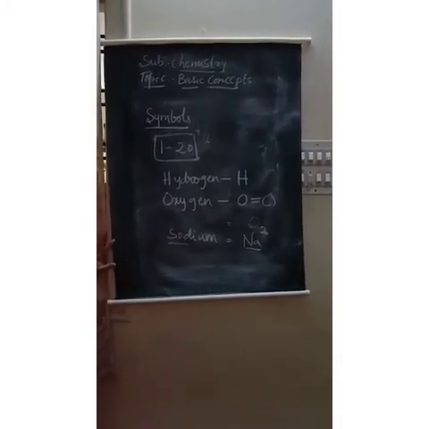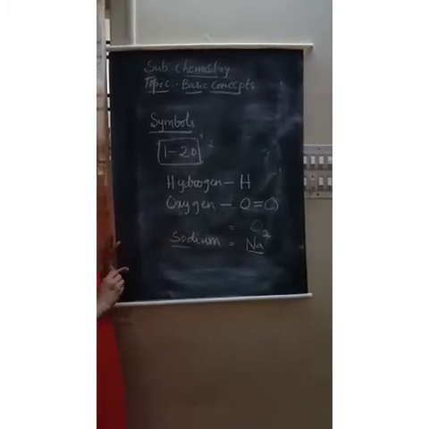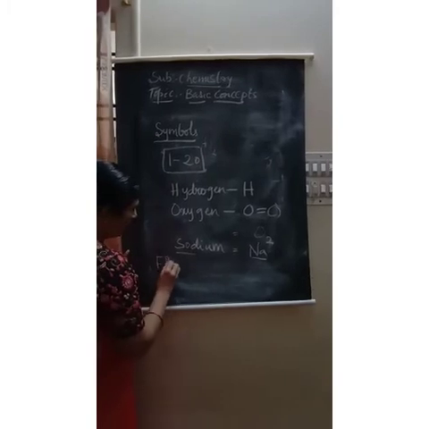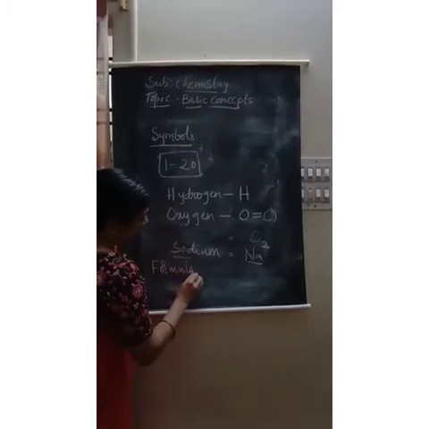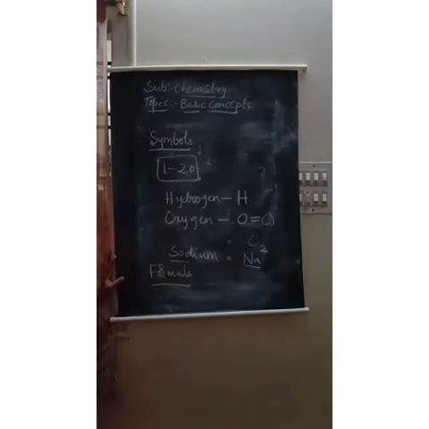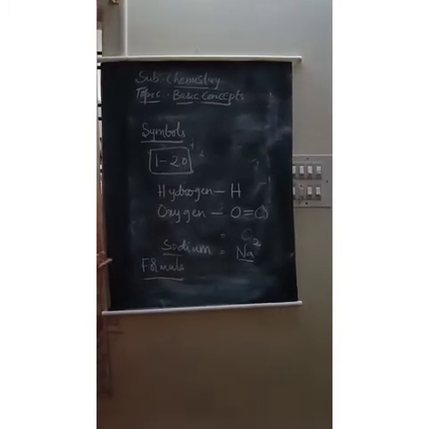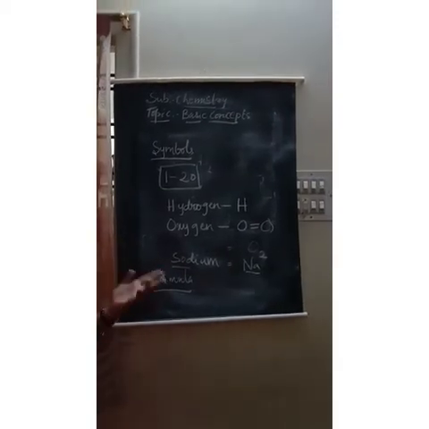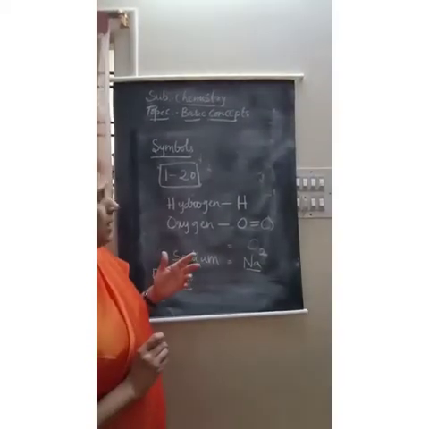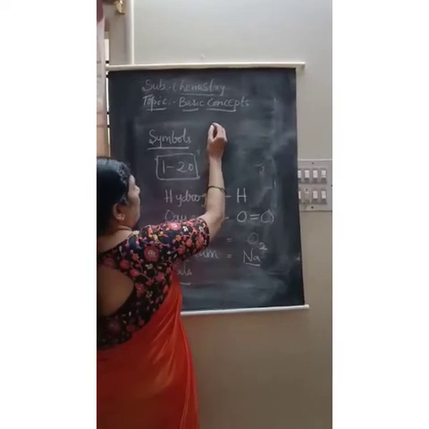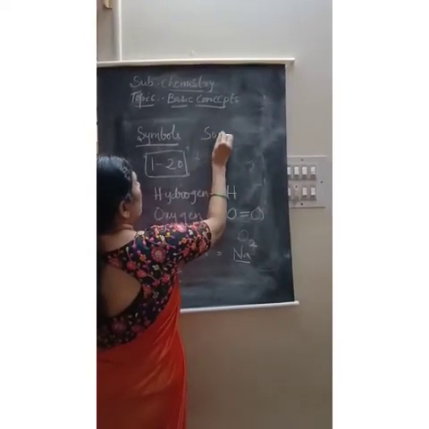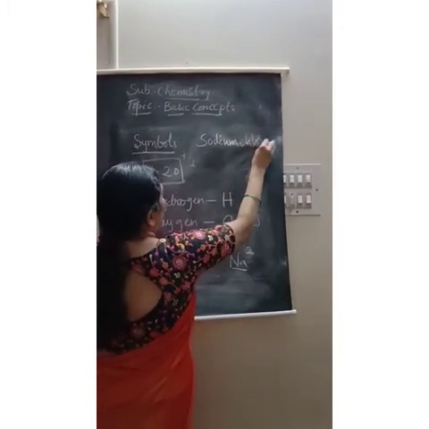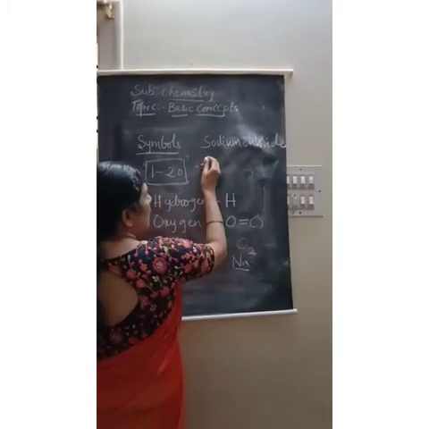Right. Now, let us move on to the compounds. How can we represent a compound? By using formulae. First you understand what a compound is. A compound is a substance made up of different kinds of atoms or elements. Let us consider one example: sodium chloride. Or, tell me another example, children.